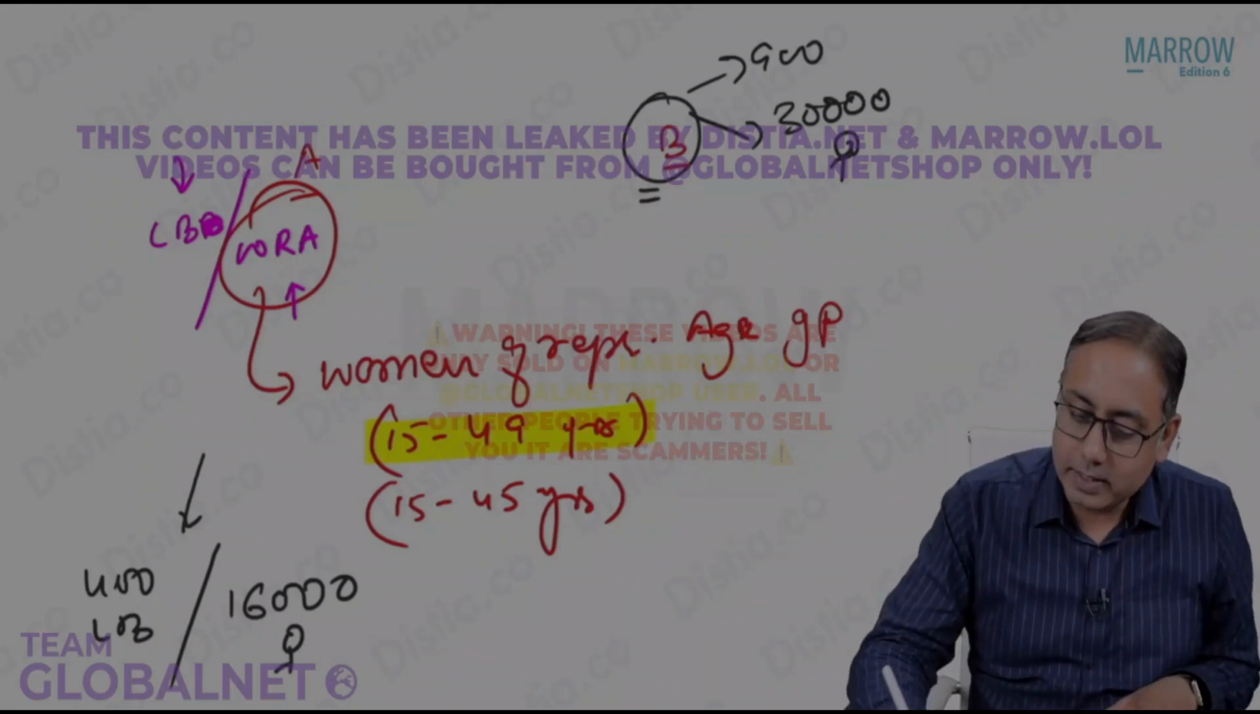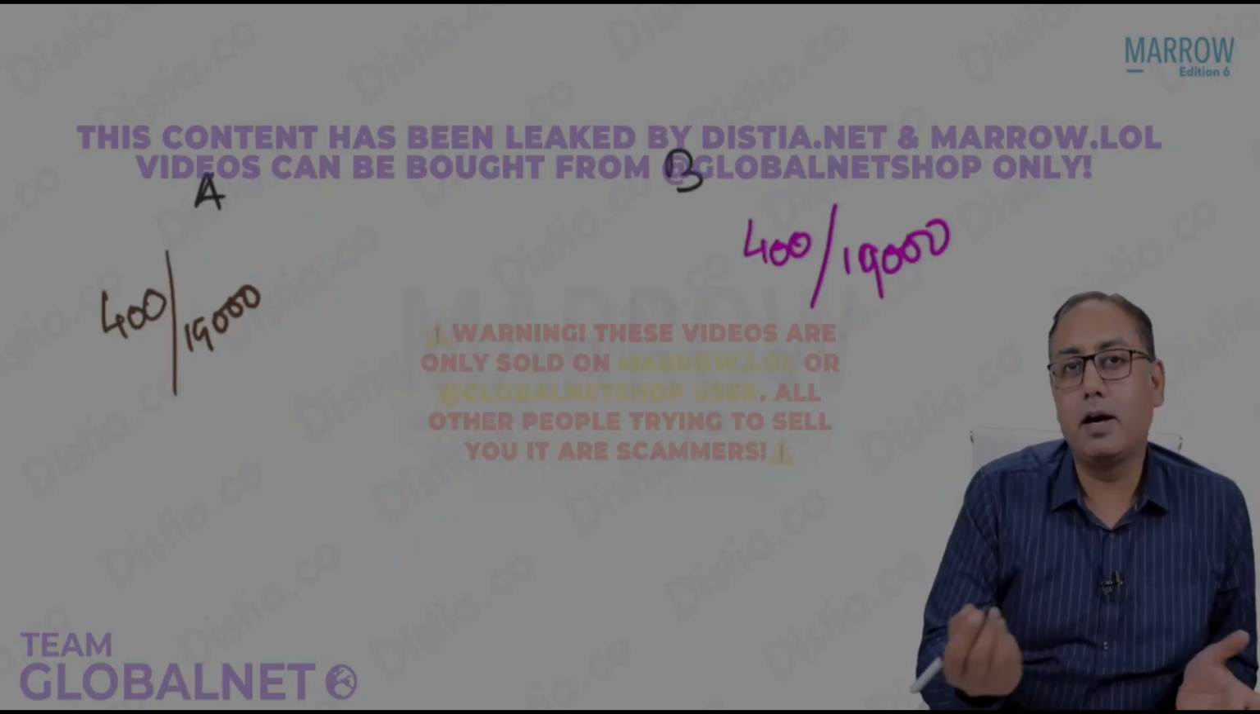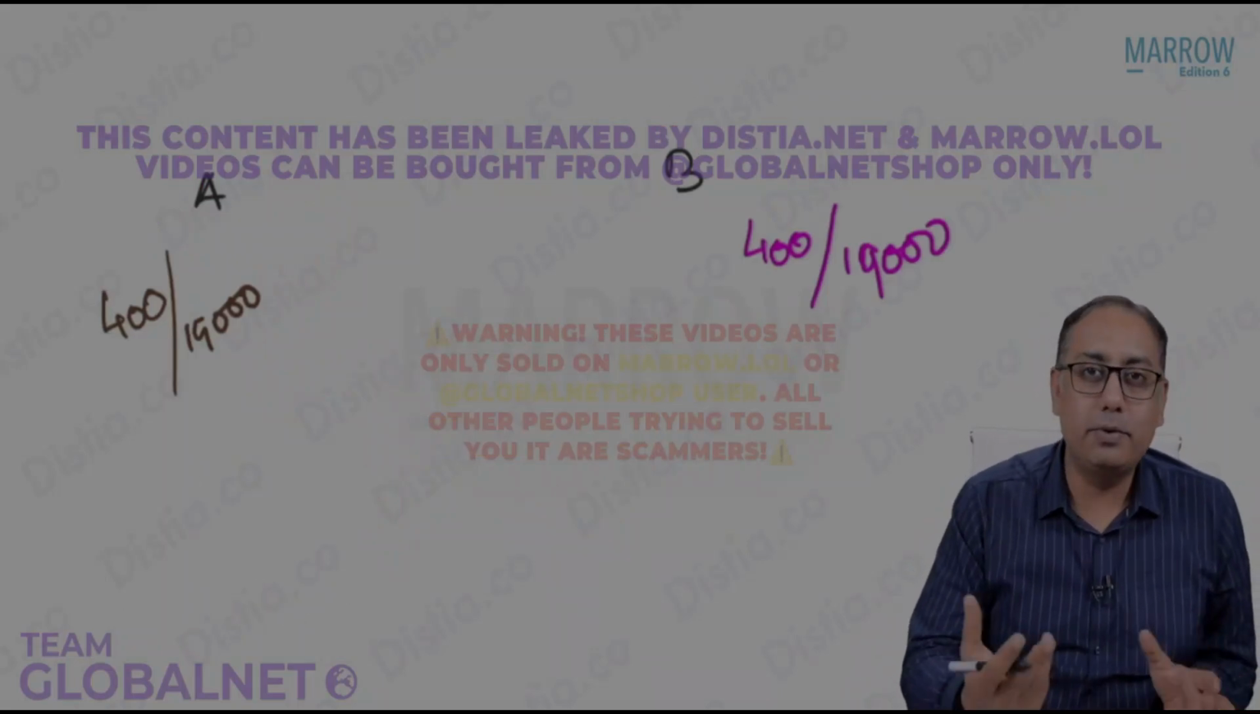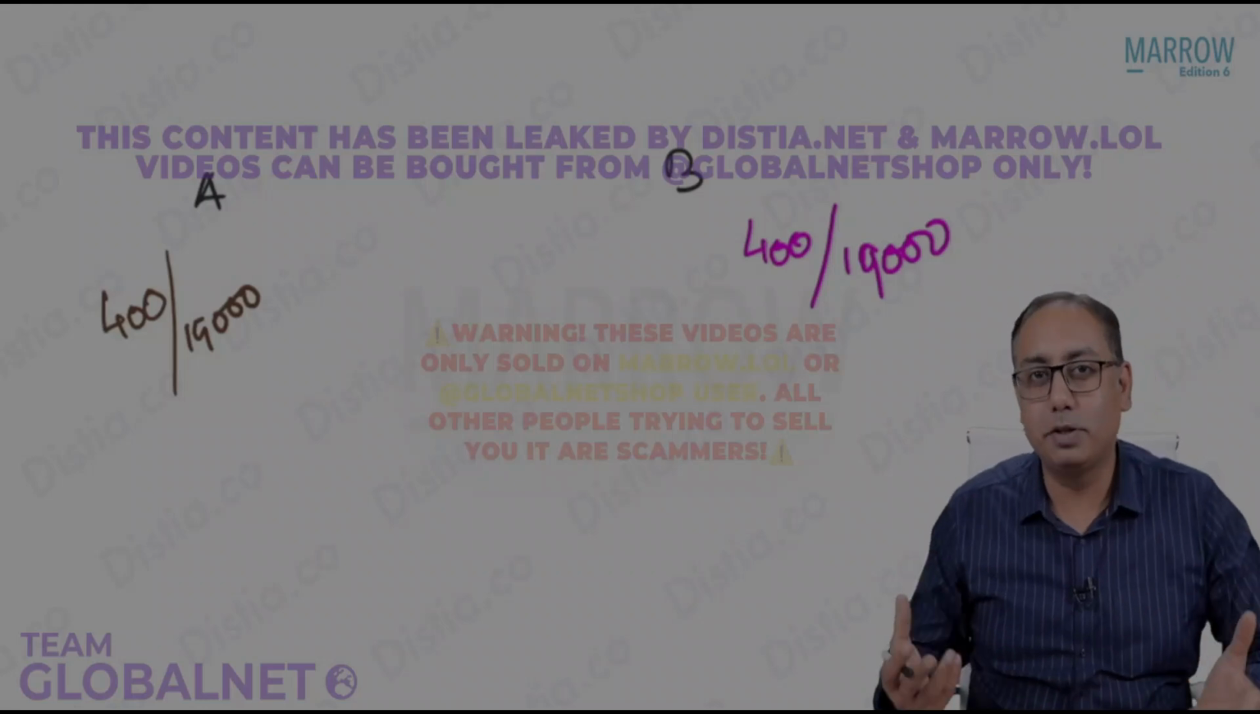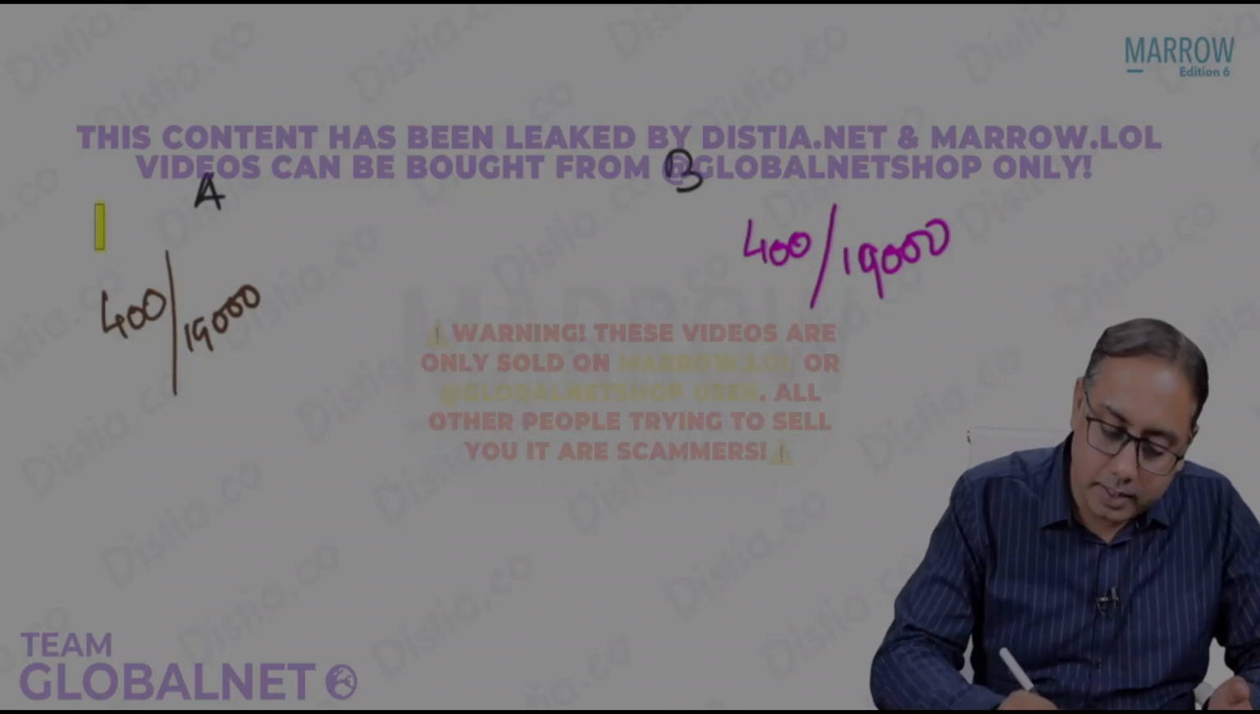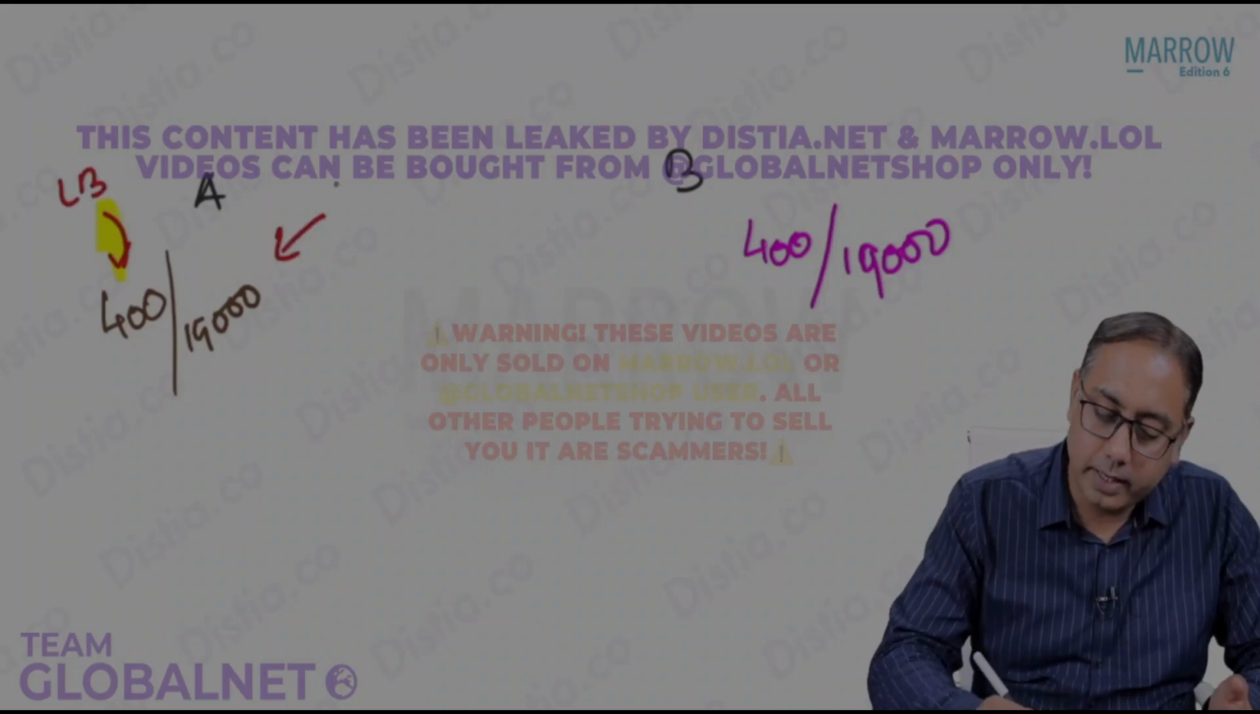Now let us take an example that maybe unknowingly somehow you got the GFR as the same in both the populations. In district A, 400 live births were there and there were 19,000 WRA females.